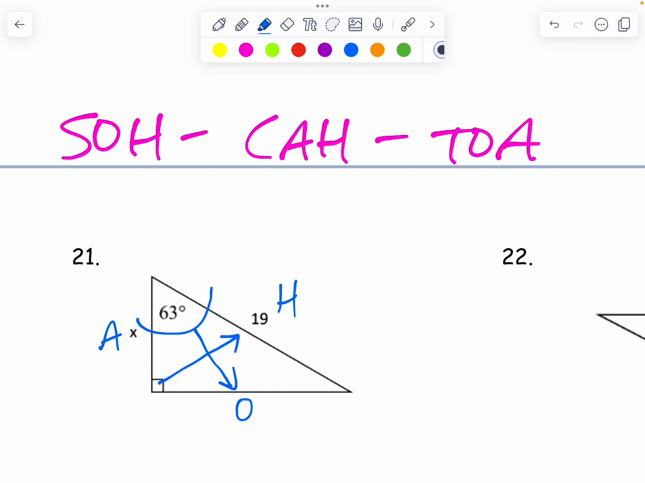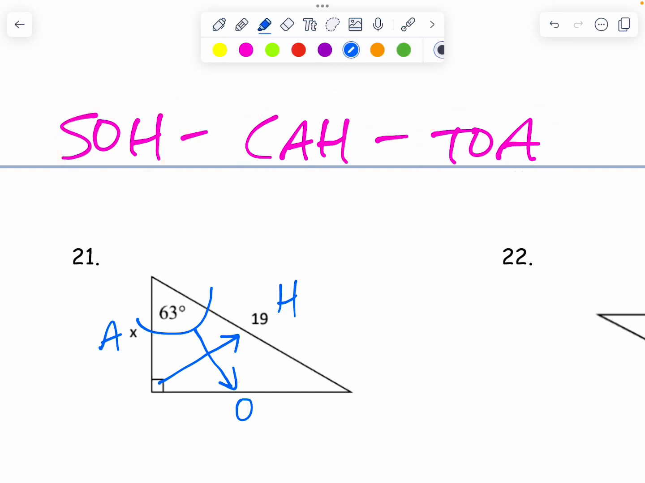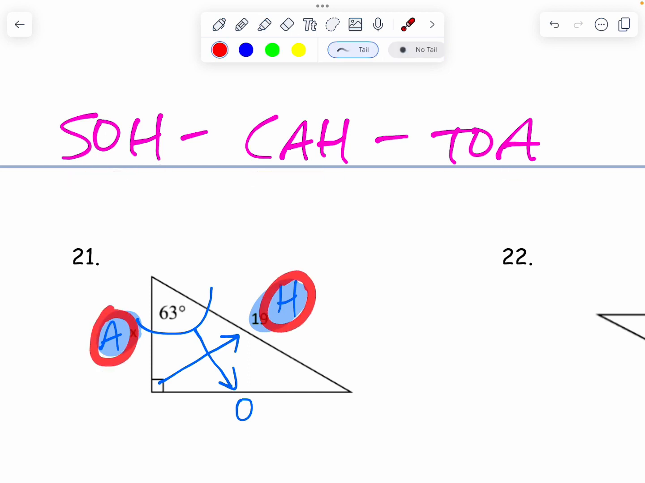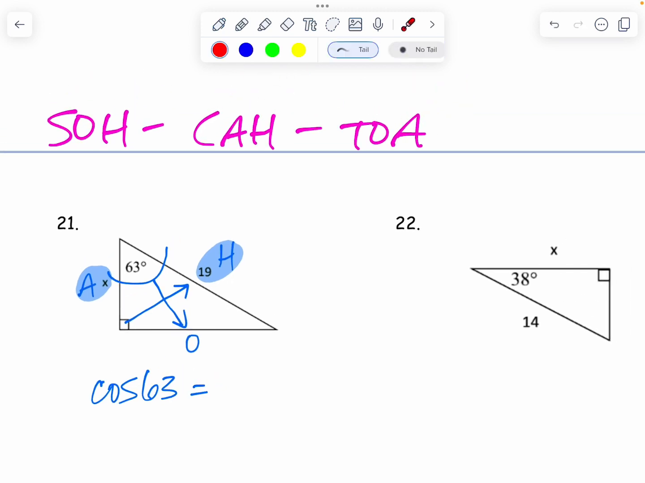Now I have to decide which of these three buttons in the calculator I'm going to use. I have a number with H, and my X is with A. So you have to decide which of these three uses A and H, and I believe it's right here. CAH. The C stands for cos. Okay, so I am going to cos the angle, which is 63. You have to decide which button to use in the calculator. And the cosine fraction in this order is A divided by H. The A is X. The H is 19.